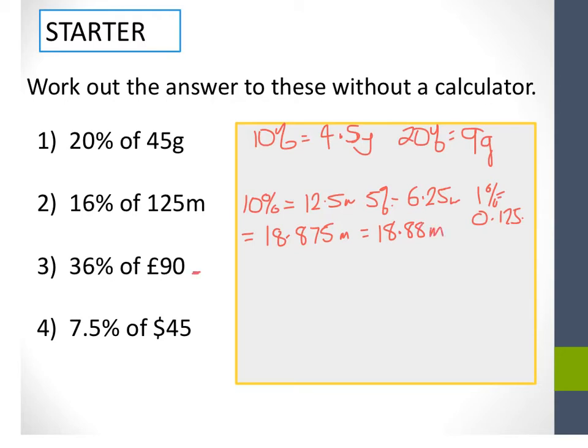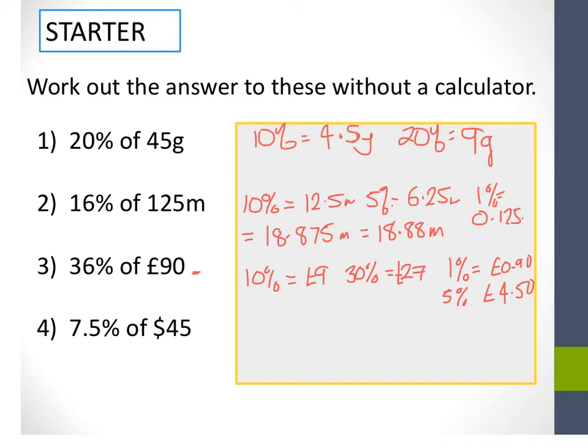In this example here, I would say that 10% of 90 is £9. So 30% would be 3 times that, which is £27. 1% is going to be 90p, and 5% is going to be half my £10, so half my 10%, so £4.50.